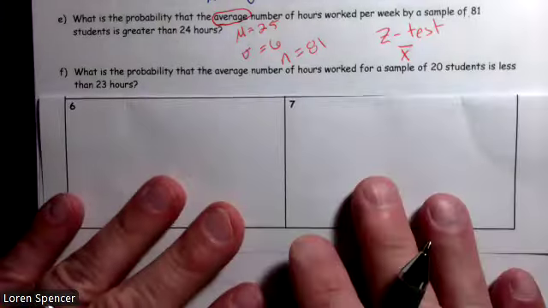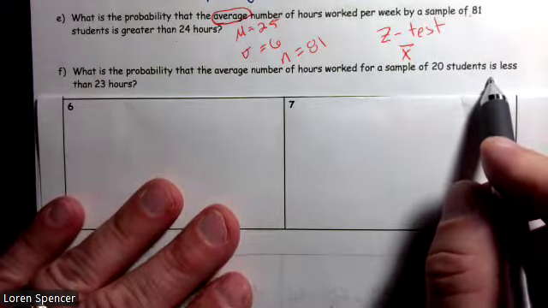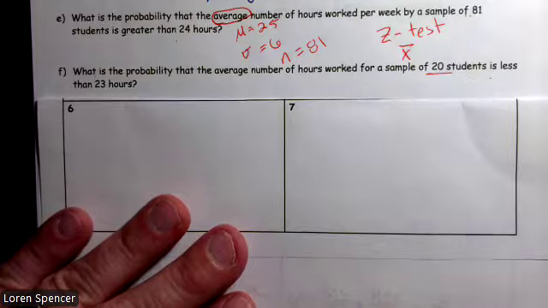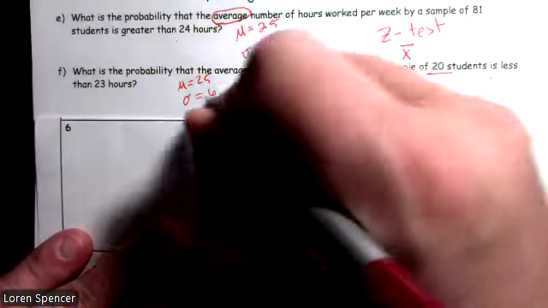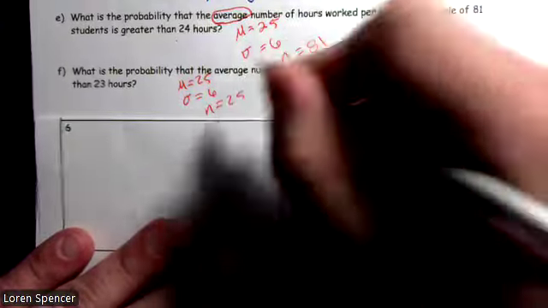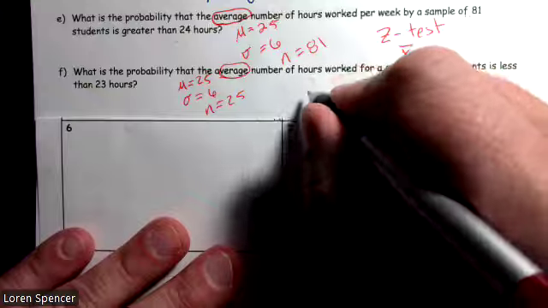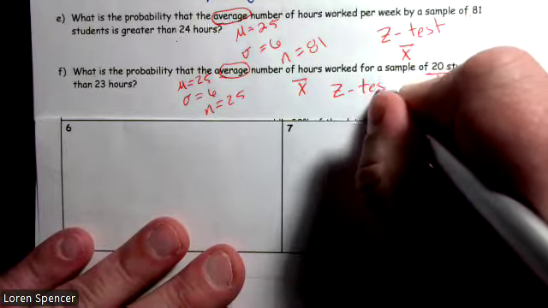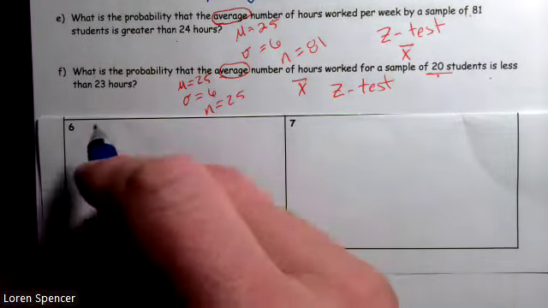Number 6, what's the probability that the average number of hours worked is less than 23? All right, but now we have a sample size of 20. So once again, our mean is still 25. Our standard deviation is still 6. N is 25 in this case. They're saying average, and we have an N greater than 1. So this means I'm looking for my X bar, which means I need to go to a z-test.